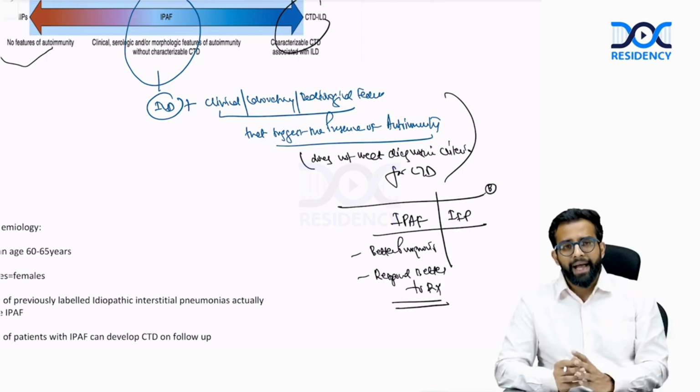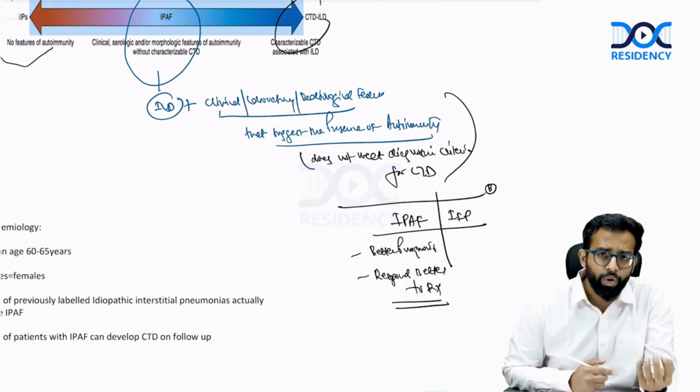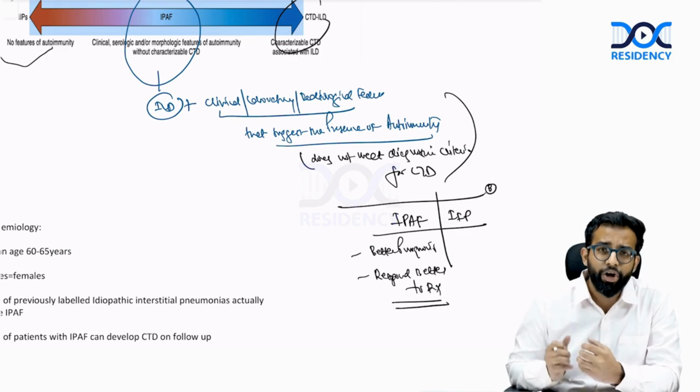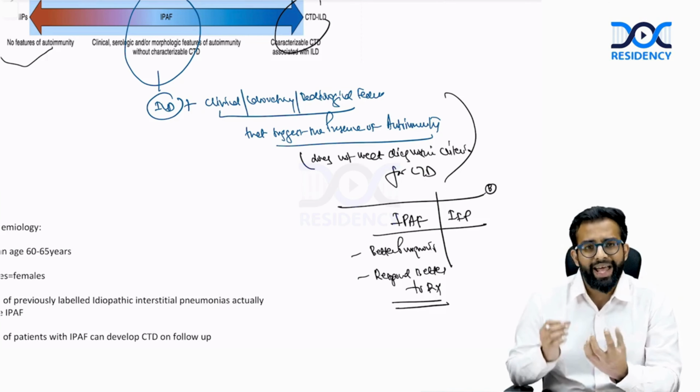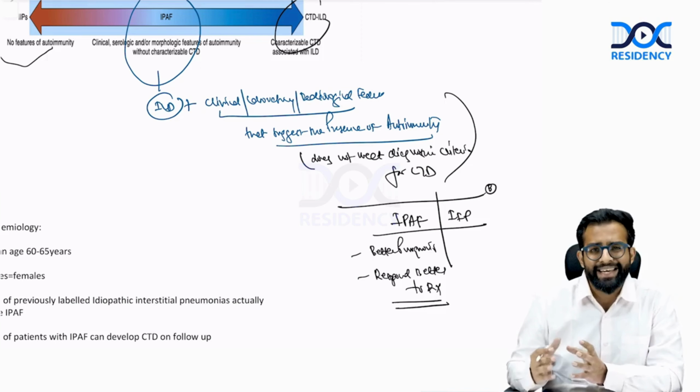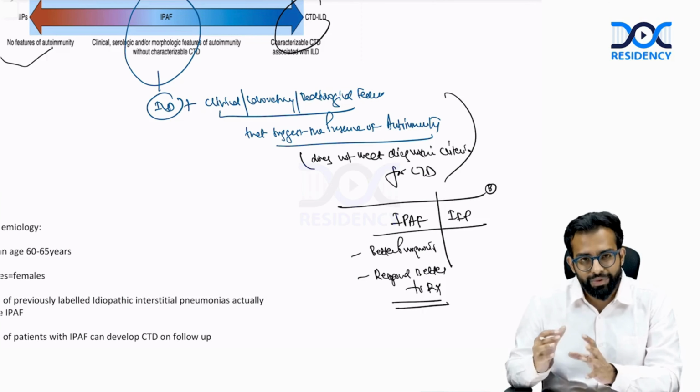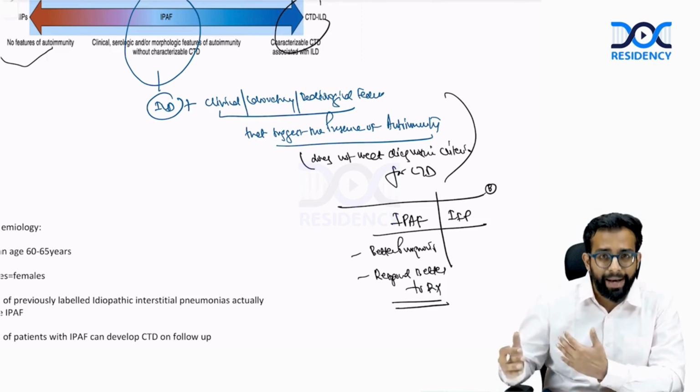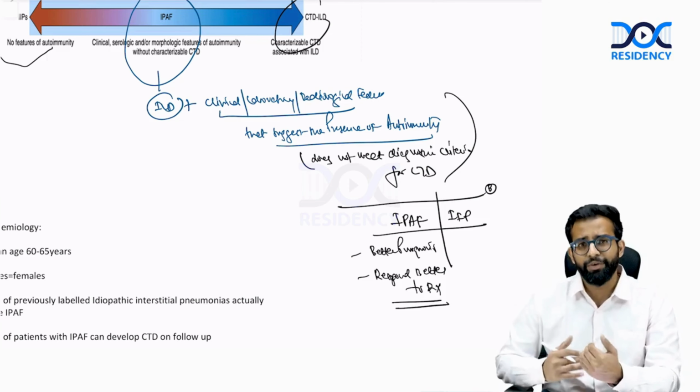Till 5 years back, when this term IPAF was not coined and this category of ILDs did not exist, most of these patients were actually placed into the idiopathic interstitial pneumonia category. And this was wrong because these patients actually fared better than the other patients and they responded to treatment better.